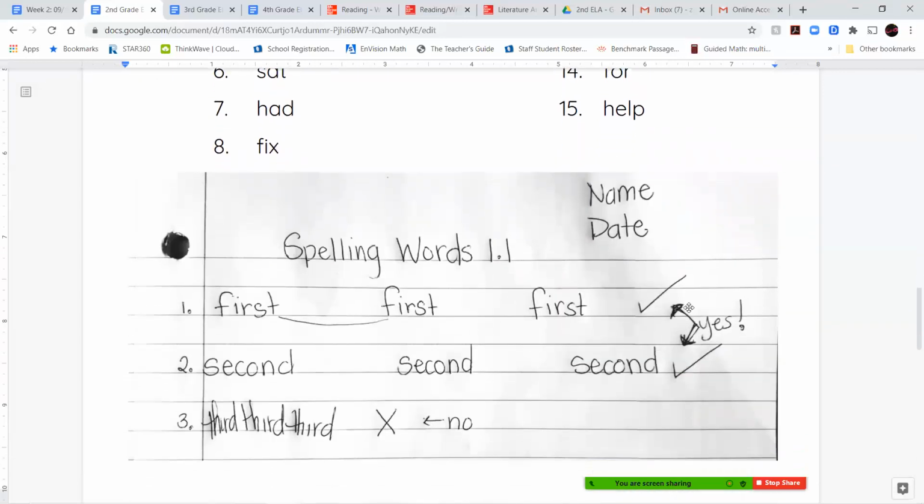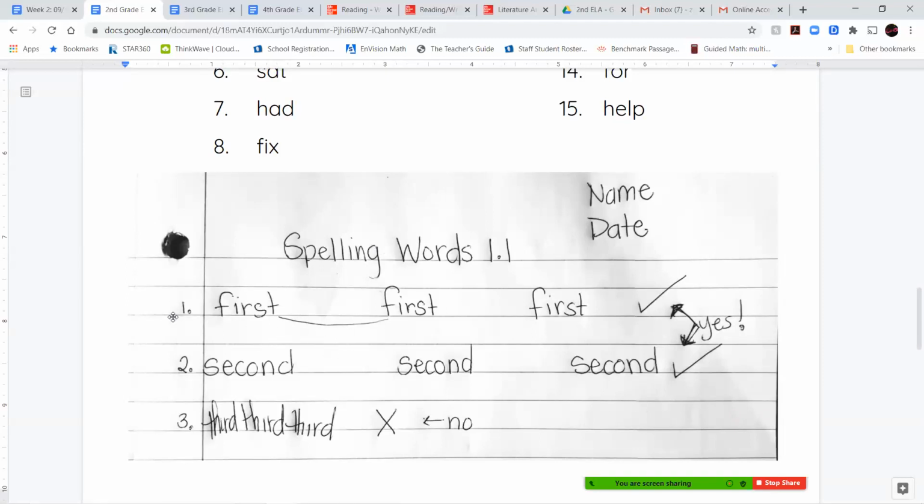Now, when you go to do your 3 times each, this is the way I would like your paper set up. I want your name and date in the top right-hand corner. So please put your full name, first and last name. You're going to write spelling words. And I put 1.1 instead of writing unit 1, week 1, it becomes very long. So the first one is the unit, the point, and then the second one is the week. So spelling words 1.1.